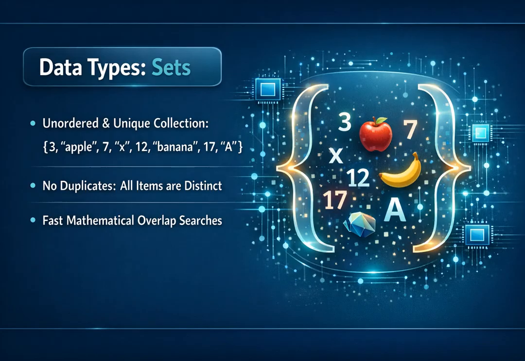A set is an unordered collection of unique elements enclosed in curly braces. Sets automatically remove duplicates, making them ideal for operations like finding common elements between two groups or checking membership efficiently.